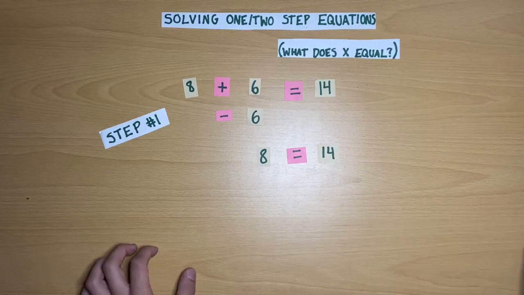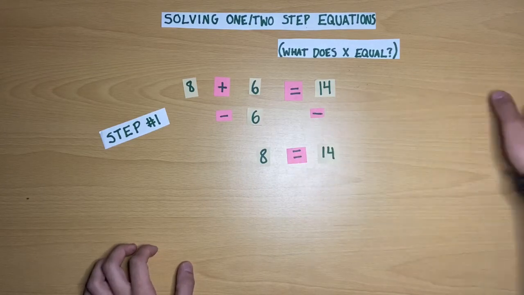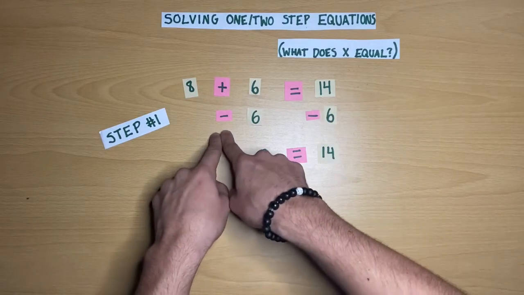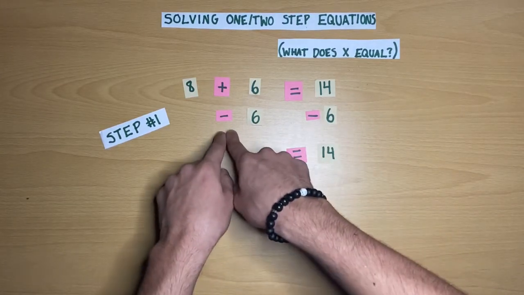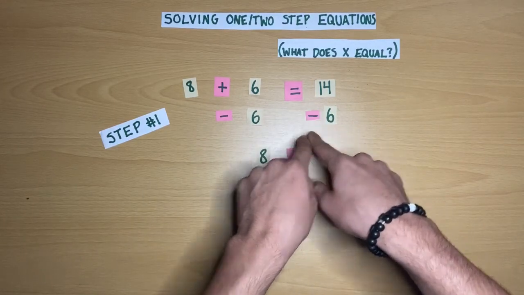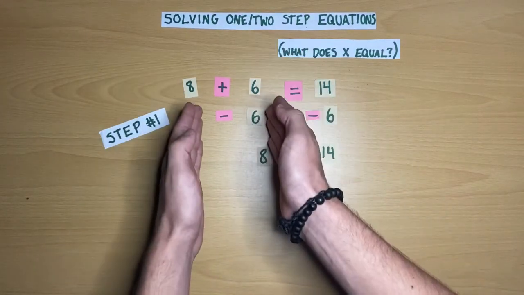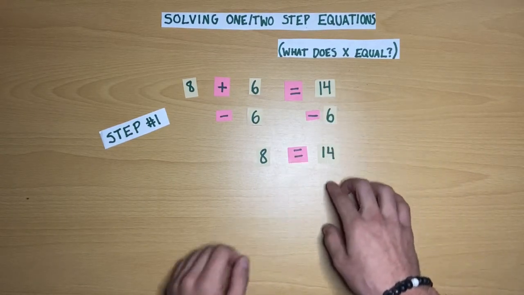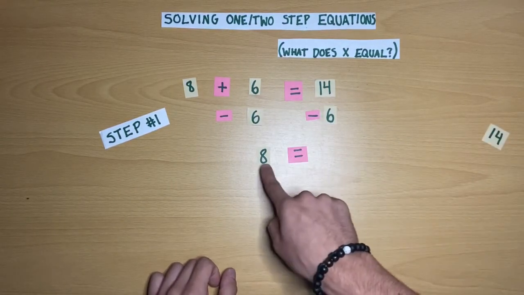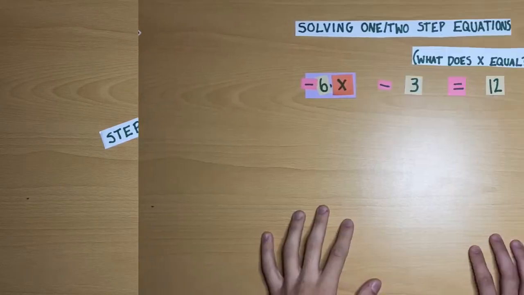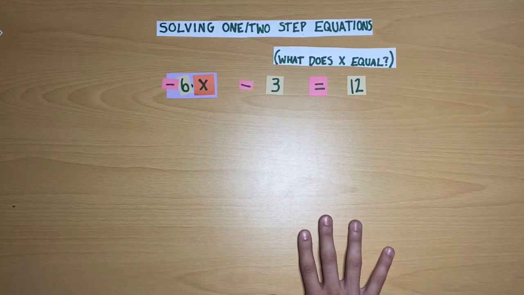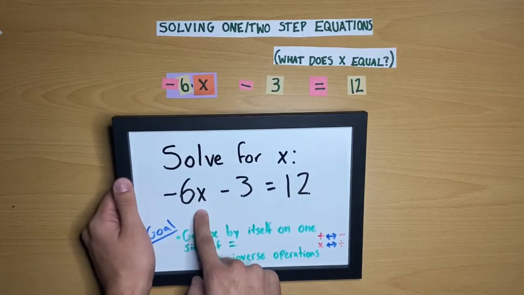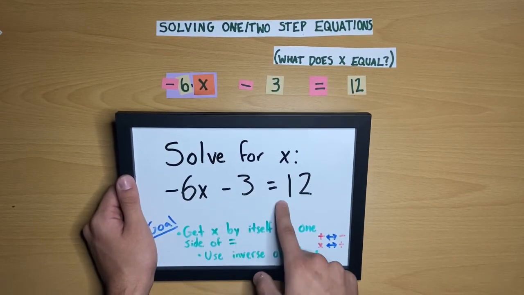So always remember to subtract, or not subtract from both sides, or if you add here, add to both sides. If you divide by 6, divide by 6 here. Do what you do to one side of the equation to the other side. Because now, when we do 14 minus 6, we do in fact get 8. So for this problem, we will be solving for x for negative 6x minus 3 equals 12.